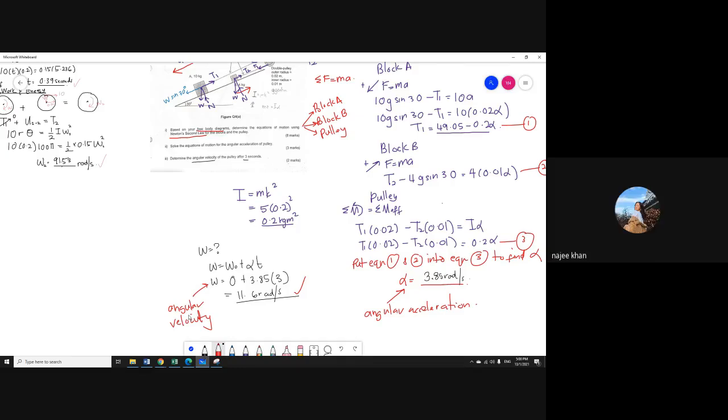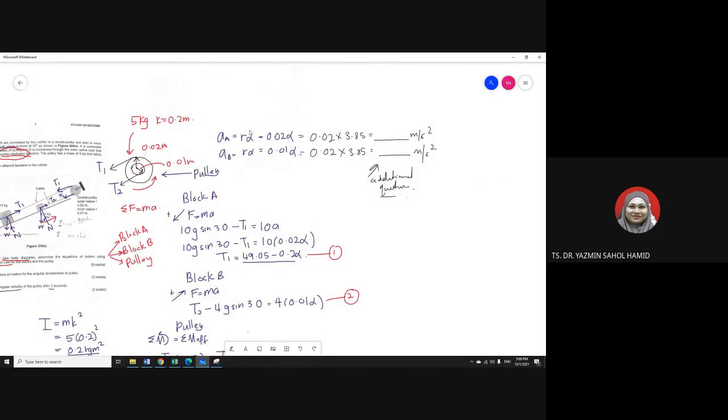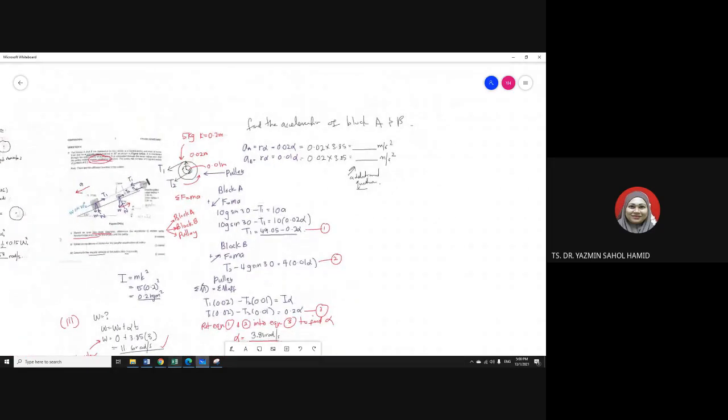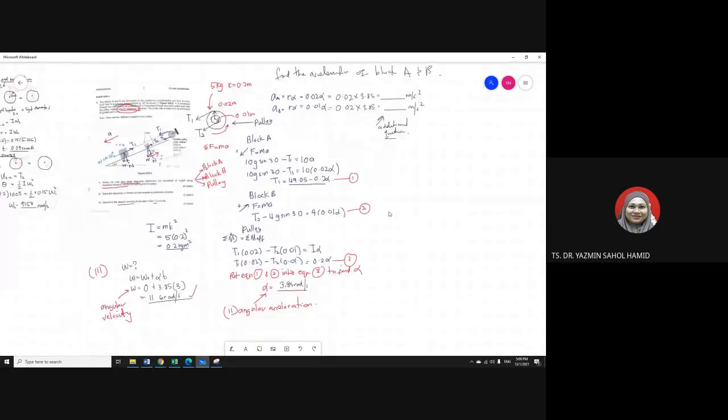Okay, so, madam, question number 2. This is the answer for question number 2. This is the answer for question number 3. And this one here is just additional. Let's say now they had an additional question and they said to you, find the acceleration of block A and B. This is how you solve it. Okay. So, anything else you would like to ask?